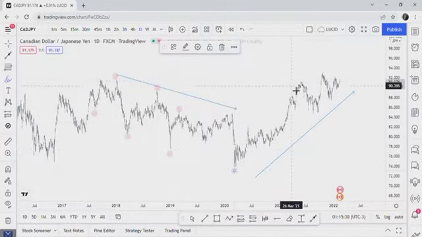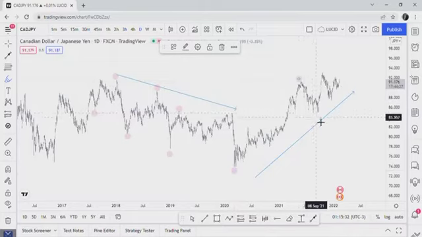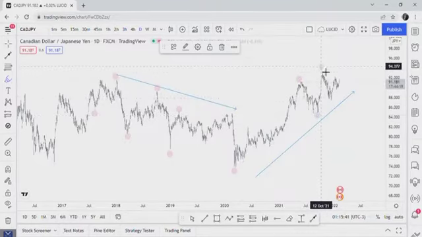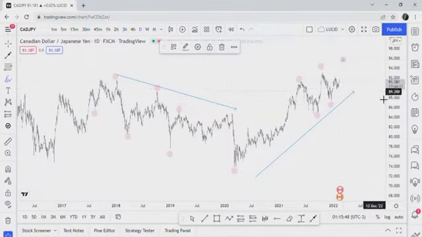high, high, higher low, yeah, higher low, higher high, higher low. Then we should expect a higher high because price is in an uptrend.